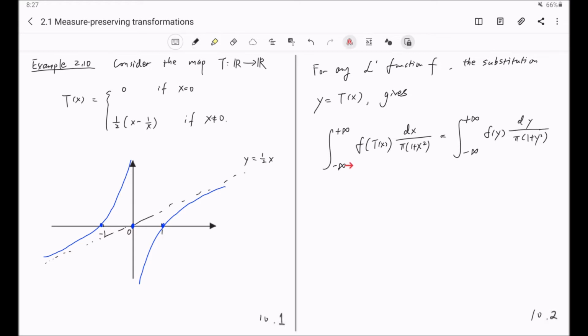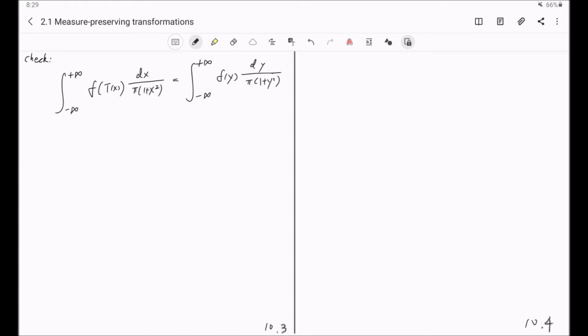So let's first check this equality by the change of variable formula in calculus. So let's check. So remember, T of x is equal to 0 if x is 0, and 1/2 times x minus 1 over x if x is non-zero. And let's call this y. The first thing we want to do is, for the case when x is non-zero, solve this equation for x. You want to express x in terms of y, so that you can do the change of variable formula in here.